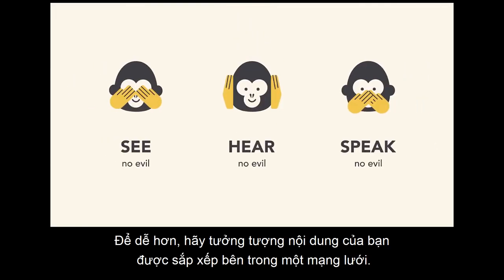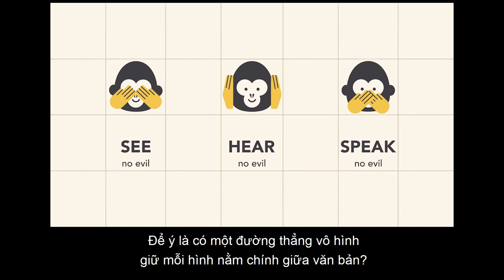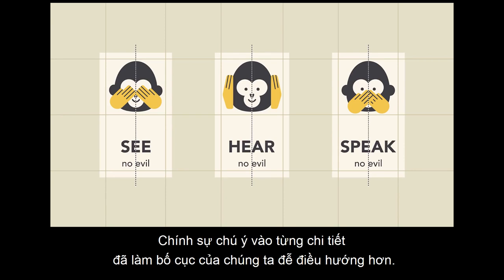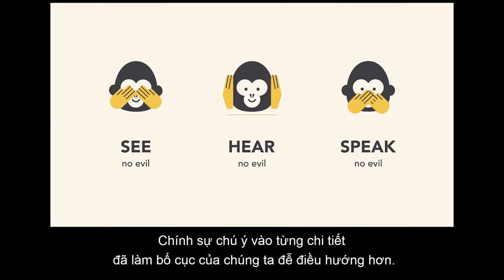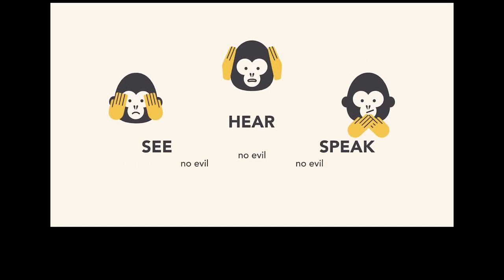It might help to imagine your content arranged inside of a grid. Notice how there's an invisible line centering each image to the text? Each grouping is also evenly spaced and aligned, with equal-sized margins. It's that attention to detail that makes the composition easier to navigate. Without consistent alignment, your work could start to feel disorganized.